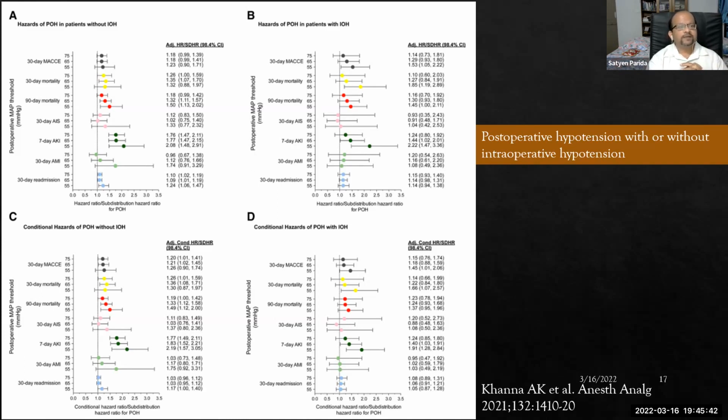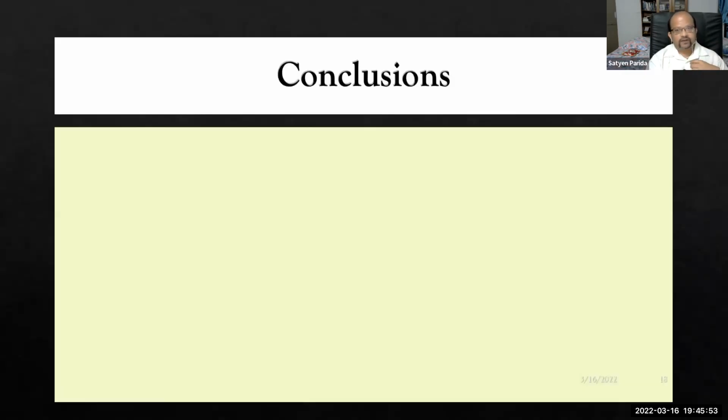And let's remember that postoperative blood pressures are something which we do not measure as meticulously as we do in the intraoperative period. So that's again something where we have to improve our clinical practice. So I will conclude with the following take-home messages.